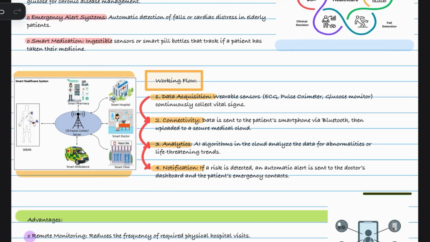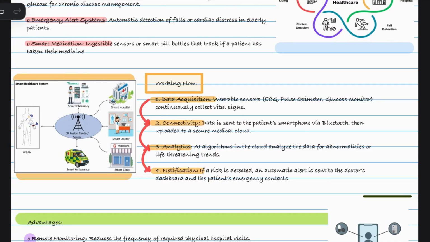If we talk about the workflow, let us understand how a heartbeat becomes a medical intervention. First, we talk about data acquisition. A medical-grade wearable sensor, like a continuous pulse oximeter or a chest strap, reads raw physiological analog signals from your body and digitizes them.